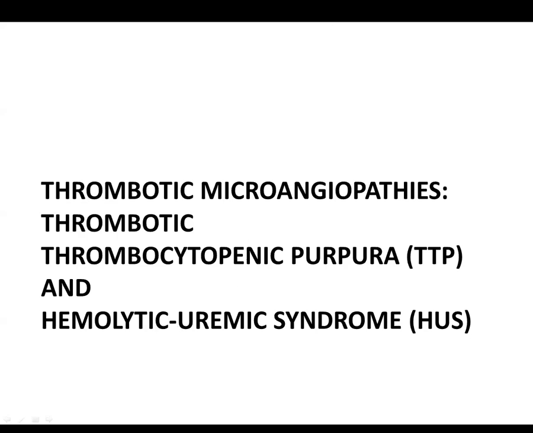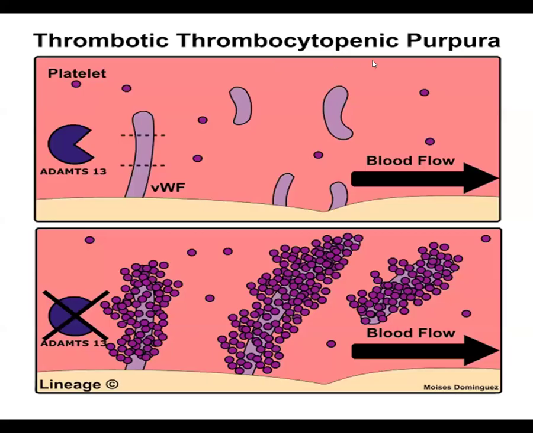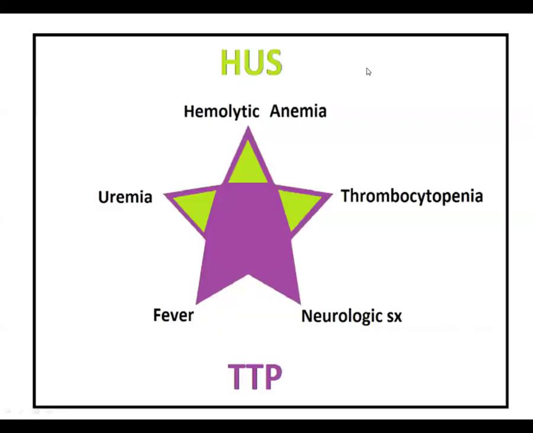Discussing the thrombotic microangiopathies: thrombotic thrombocytopenic purpura and hemolytic uremic syndrome. So you can see the hemolytic uremic syndrome. The hemolytic uremic syndrome consists of hemolytic anemia, thrombocytopenia, and uremia. The green color that you can see includes the hemolytic uremic syndrome. This is a triad. It includes all these three things: hemolytic anemia, uremia, and thrombocytopenia.